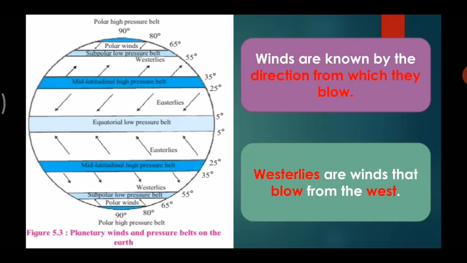Example, easterlies, that means what? Easterlies are the winds which blow from the east side. Similarly, westerlies are the winds which blow from the west. Okay? So you know the directions, right? North, south, west and east. So remember, winds are known by the direction from which they blow.